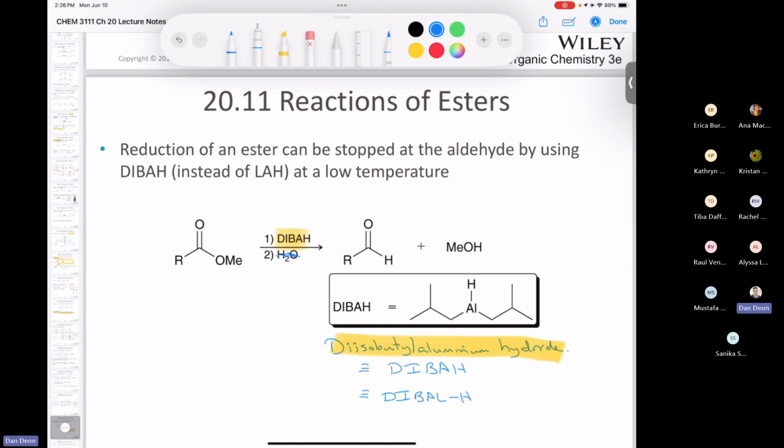Now, I don't think the water is the best way to do this. And this is one case where I would say hydronium is the way it says it in the 4th edition of the textbook, and that is actually better. It's going to stop at the aldehyde. So again, it's a selective reducing agent.